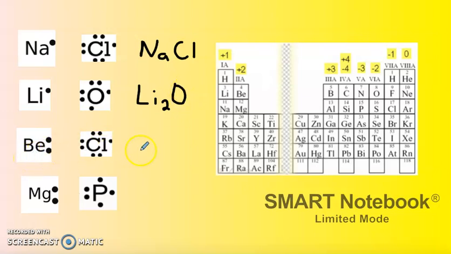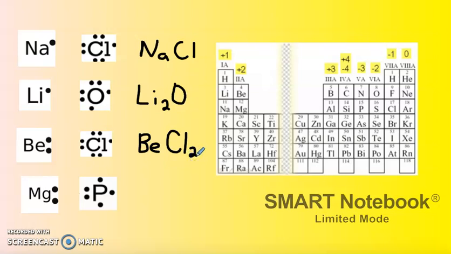What about this one? Beryllium and chlorine. It doesn't seem to fit. Beryllium just has the two dots, but chlorine only has one space right here. So if you just have one chlorine, it's not going to work. But what if you have two? That's what's going to work. Let's double check it here. Beryllium is +2, chlorine is -1. So if we have two chlorines, that makes it -2, and it works out. So we have BeCl2.